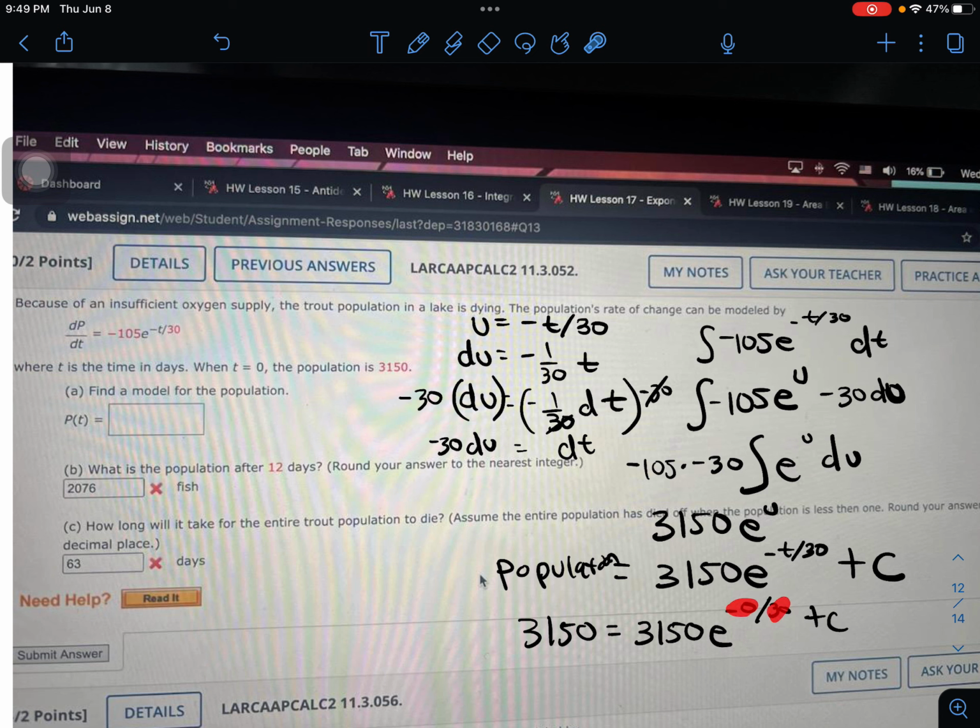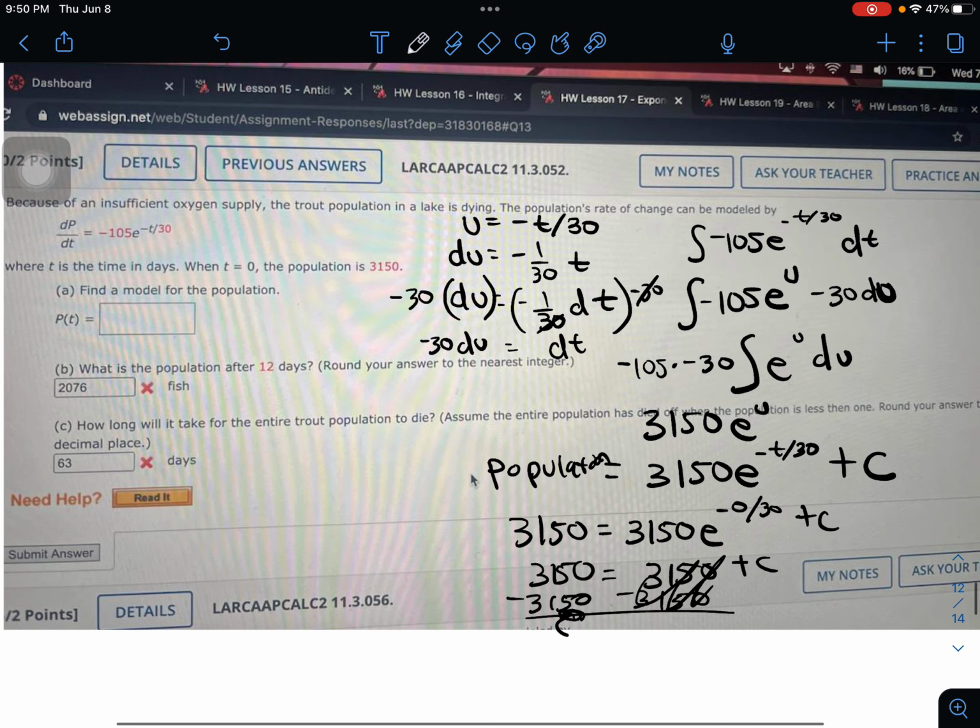Negative 0 divided by 30 is just 0. So this whole thing right here is 0. e to the 0 is 1. Anything to the 0 power is 1. So this whole thing goes down to a 1, and 1 times 3,150 is 3,150. So that whole thing goes down to 3,150 plus c equals, and drop down that 3,150. I'm solving for the c, so I'm going to subtract 3,150 from both sides. And when I do that, I get c equals 0.